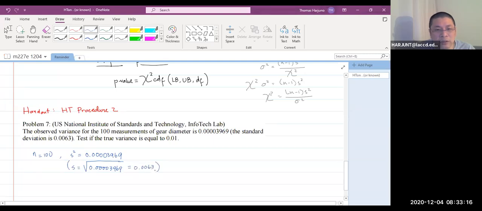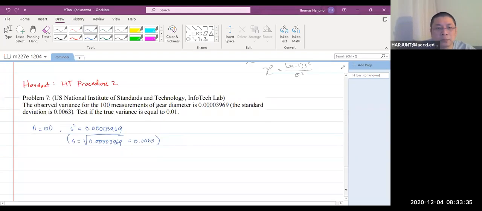0.0063. Now sometimes they give you the sample variance. Most of the time, the question gives you the sample standard deviation. Now the question is: test if the true variance is equal to 0.01. That's our claim.